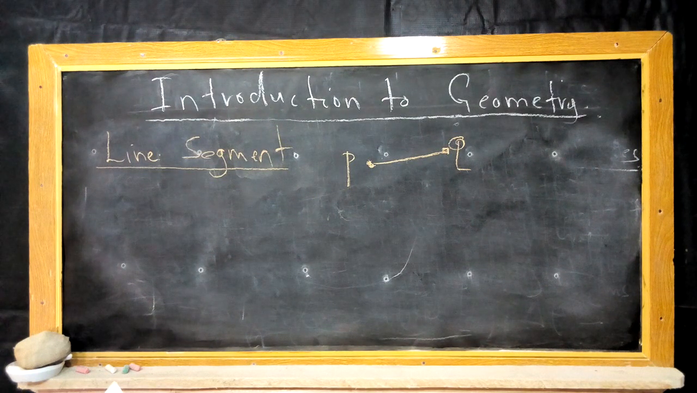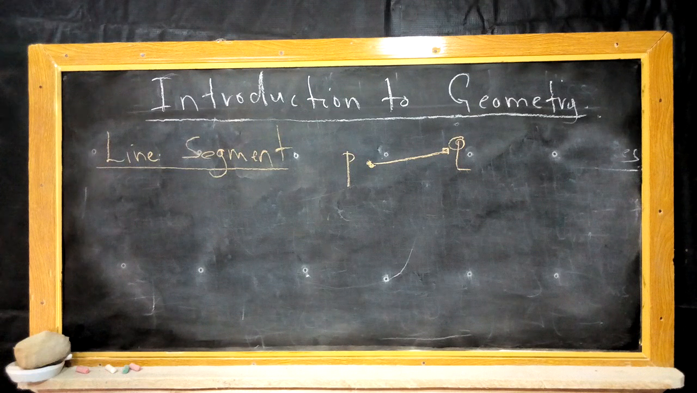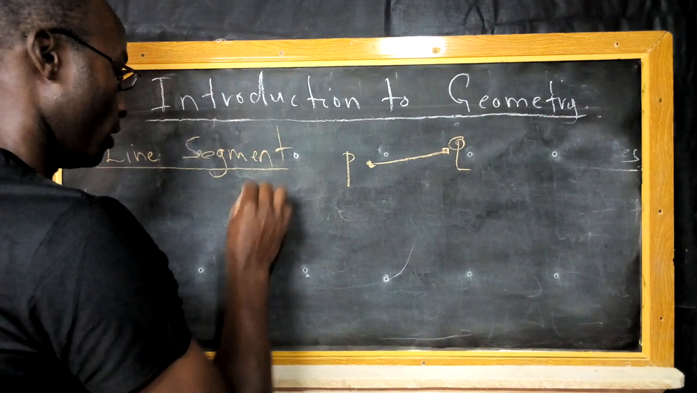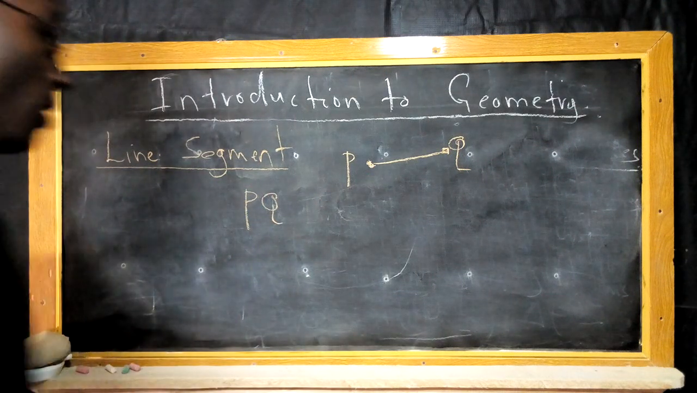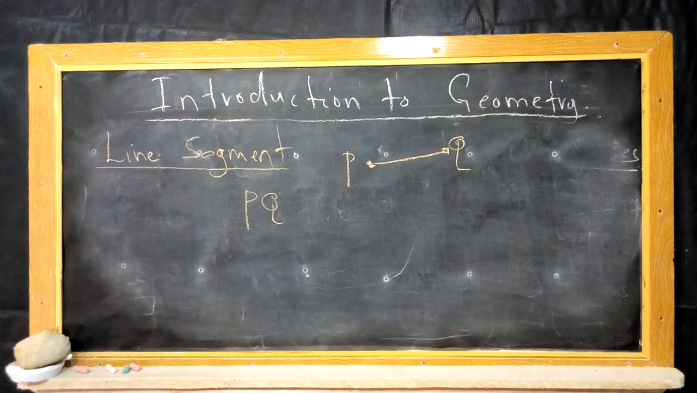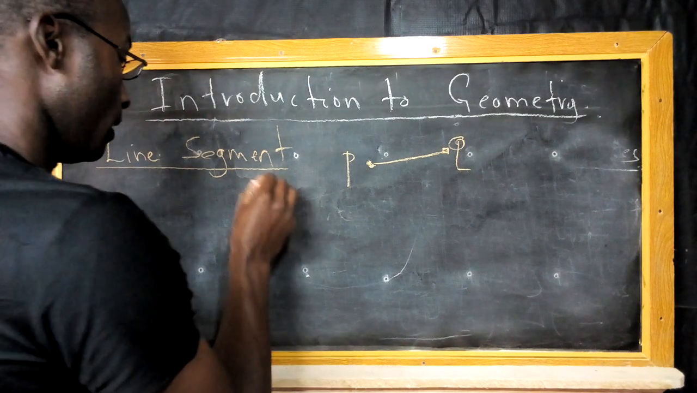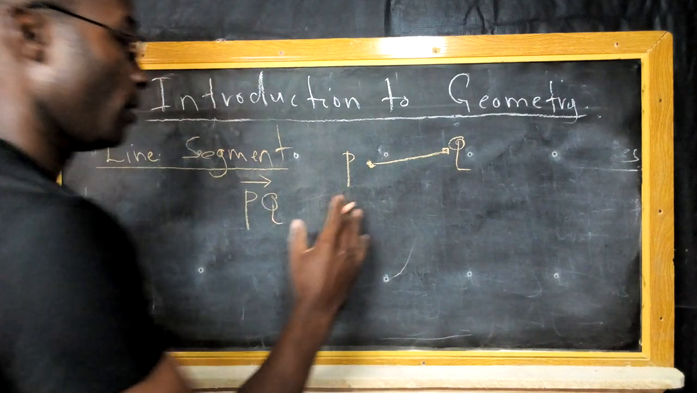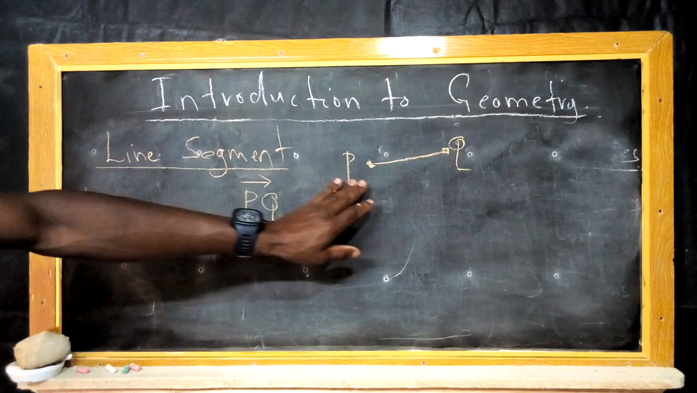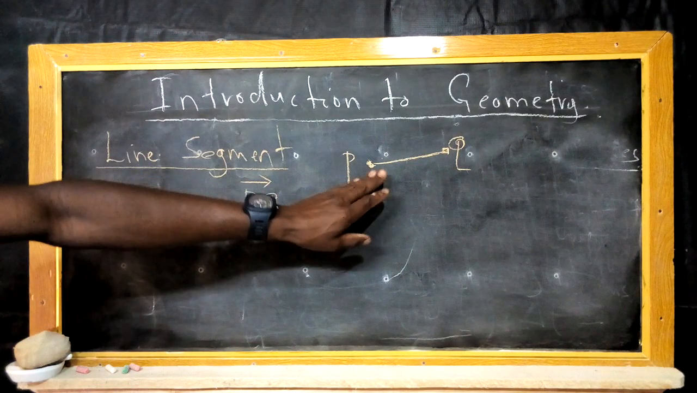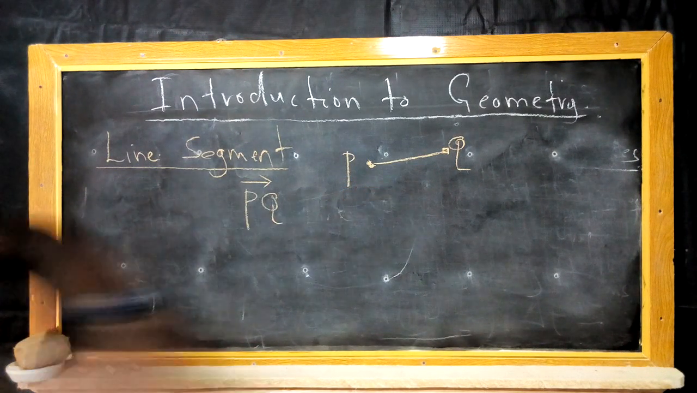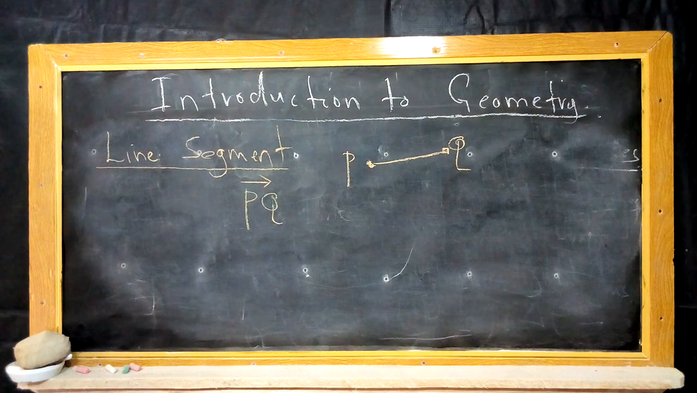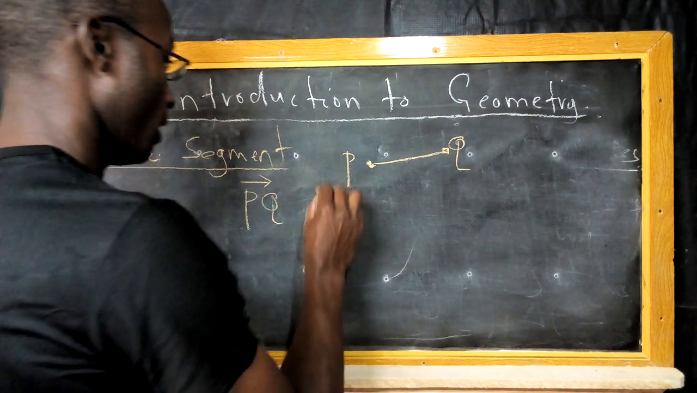So in mathematics, we refer to this line segment as PQ. So that is how we refer to the line PQ. Since I've mentioned PQ, that demonstrates that the points are moving from P to Q, or it's a reference to points from P to Q. So in mathematics, this is how we denote a line segment, which can be written as PQ.